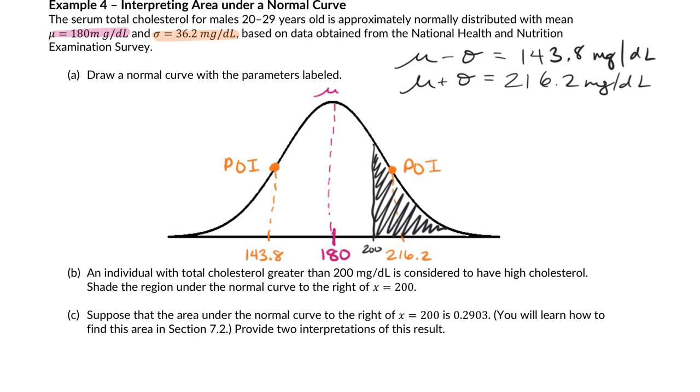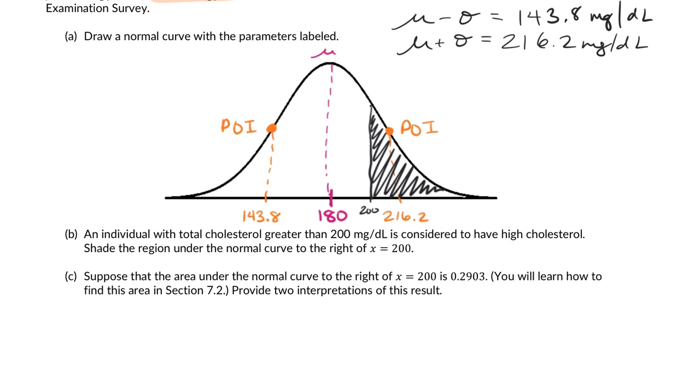The question you're going to be asked next class is, what is the probability that somebody has a cholesterol higher than 200? You would want to find the area underneath this curve all through right here. We're going to worry about actually finding that answer next class, but let's work on the conclusion. Suppose that you do what I'm going to teach you next class, and the probability, aka the area, is found to be 0.2903. Provide two interpretations of this result.